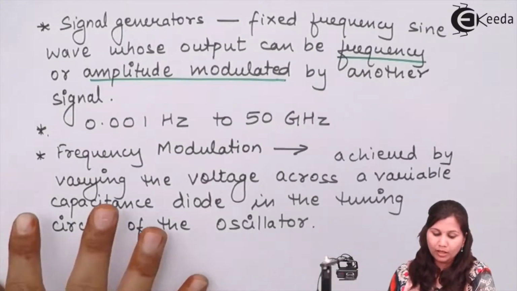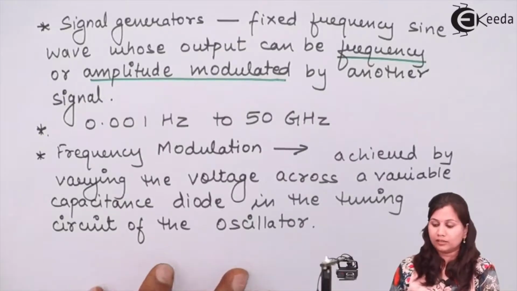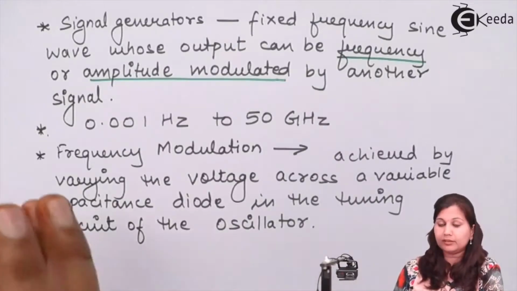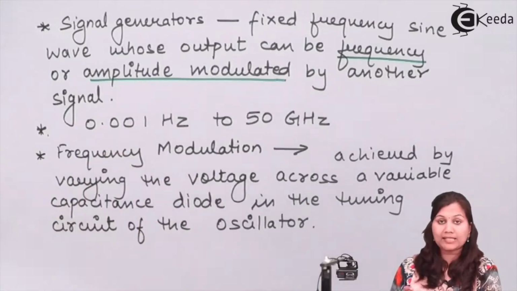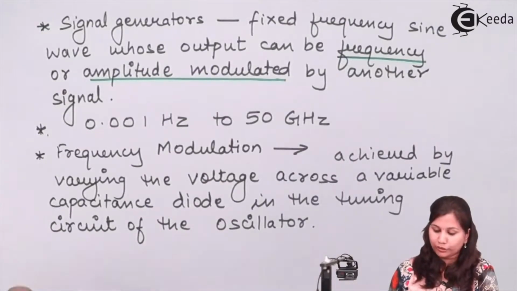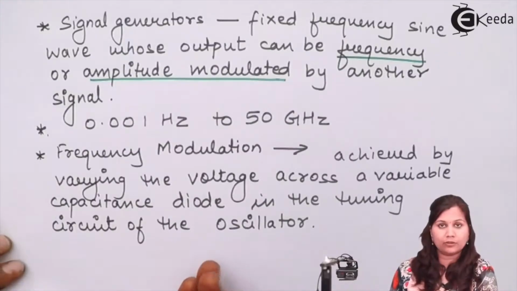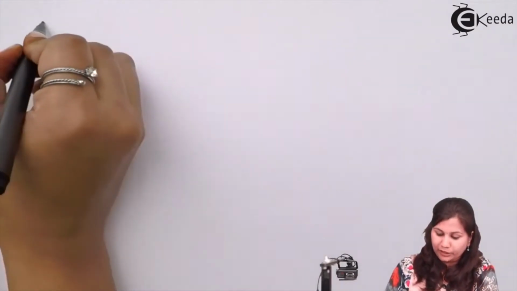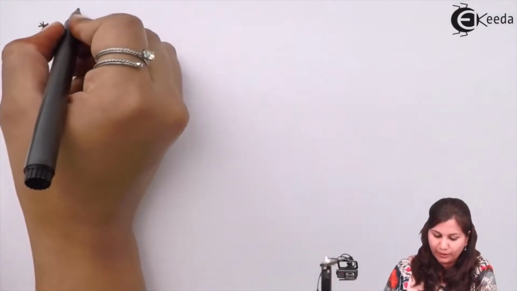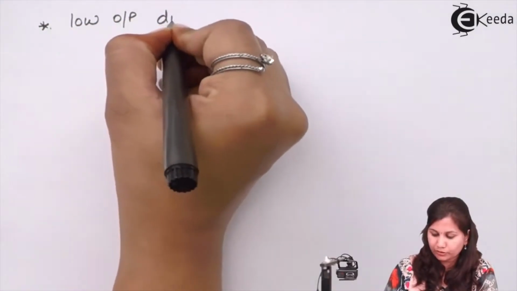Now this frequency modulation gives output distortion in the waveform. As we have studied, the requirement of a signal generator is that its output should be distortion free. So to remove this distortion, we have to use some techniques. So this frequency modulation gives a system with a low output distortion.